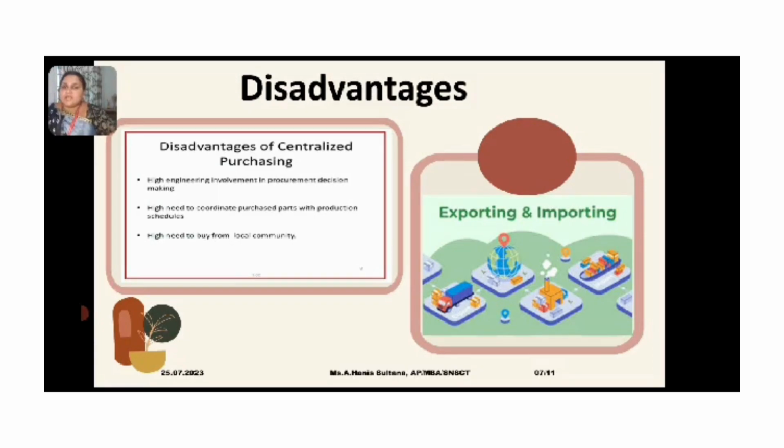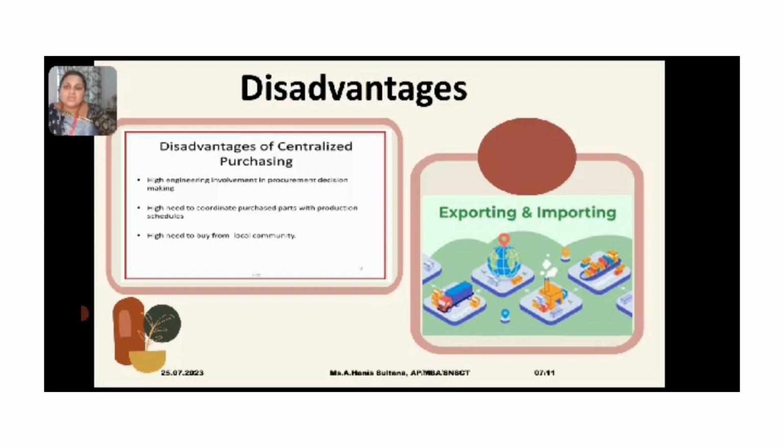If you look into the second picture, it tells about exporting and importing, right? So if we have a decentralized purchasing, there is high engineering involvement, like each department should have knowledge on what to purchase and how to purchase. For example, the raw materials do not end with one or two types of raw material, definitely there will be different kinds of raw materials needed for the production and proper functioning of operations.